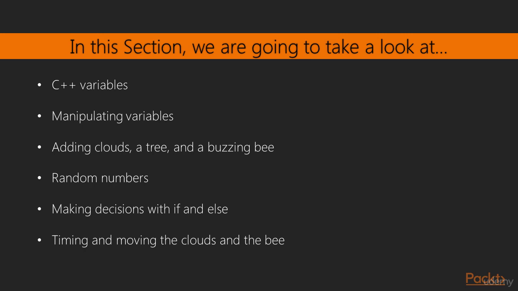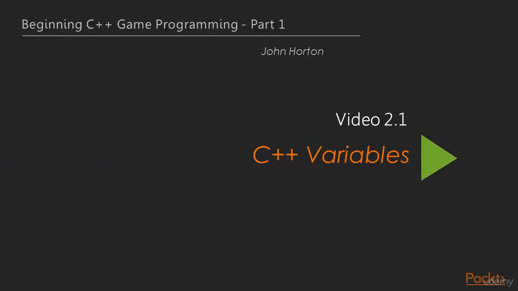We'll learn all about C++ variables, see how to manipulate the values stored in the variables, add a static tree, ready for the player to chop, draw and animate a bee and 3 clouds, take a look at random numbers, learn making decisions with if and else, learn about timing and moving clouds and bee. Now we move on to the first video of this section, that is C++ variables.